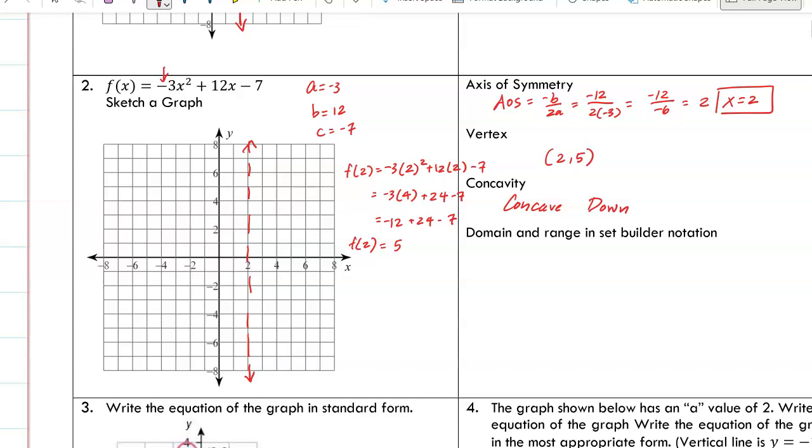Let's go ahead and graph that. 2, 5 right there. x equals 2. It's going to be concave down. My y-intercept is going to be negative 7 right here. So that's going to be 0 comma negative 7. And that's going to be 4 comma negative 7. There is this beautiful parabola with arrows.